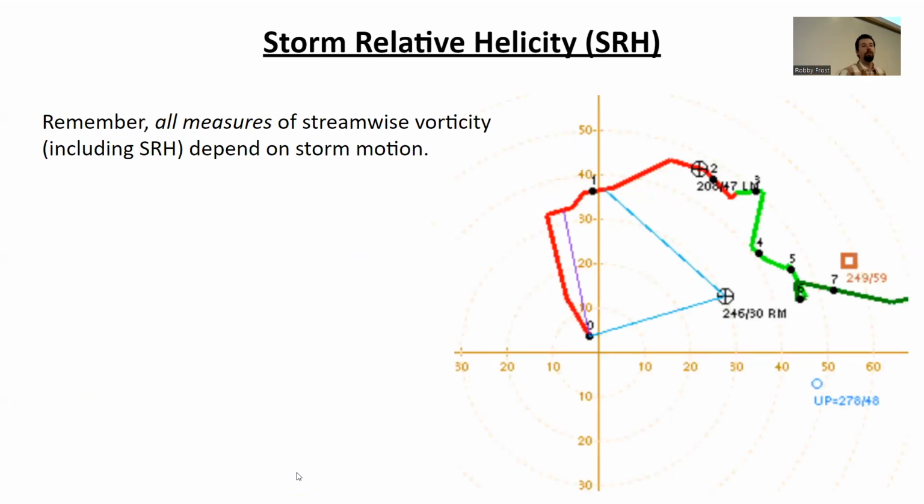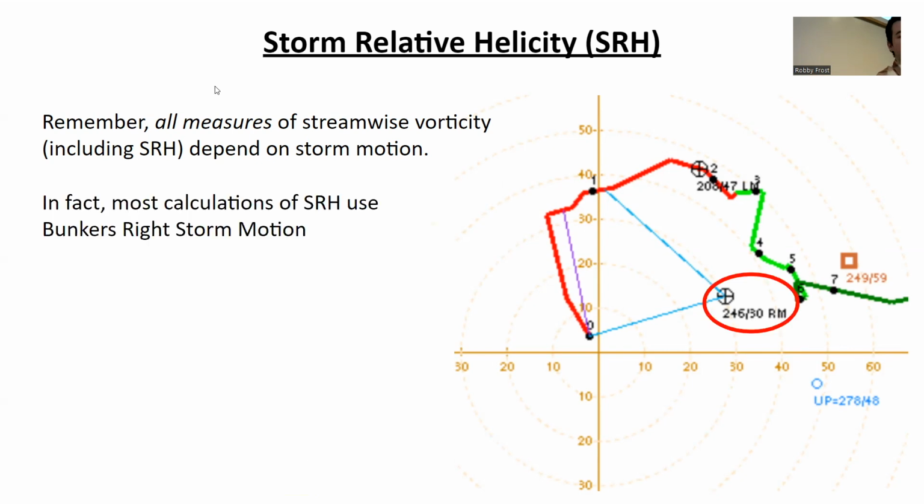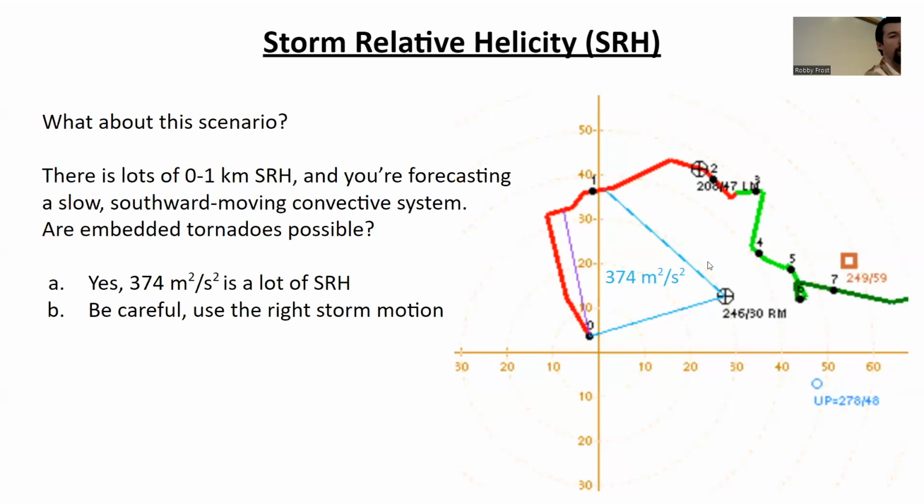But remember that all measures of streamwise vorticity, including SRH, depend on having the right storm motion. Most calculations of SRH, if you just pull up SRH on Pivotal Weather or COD or SPC, are going to use that Bunkers right storm motion whether you like it or not, and this is not always going to be correct.